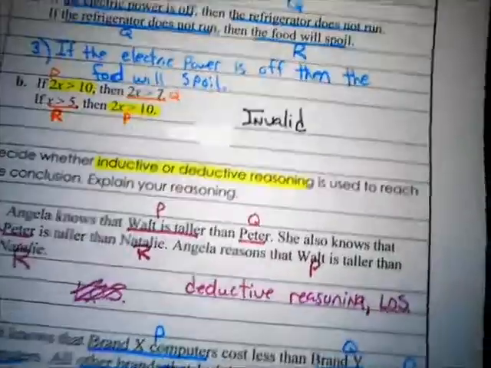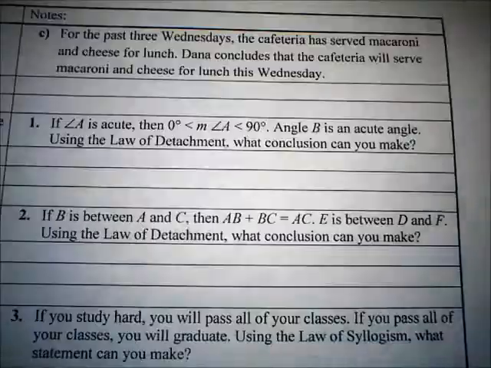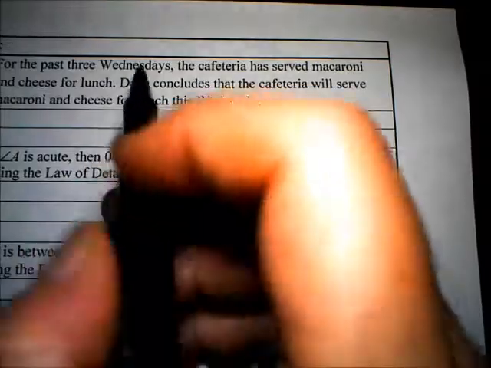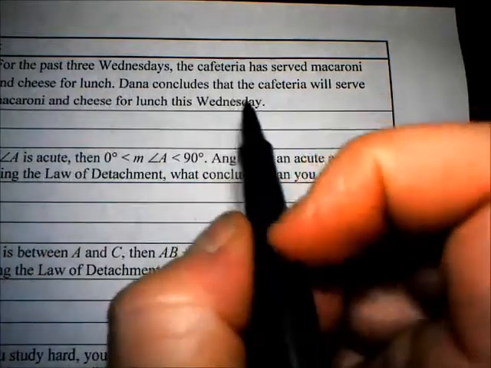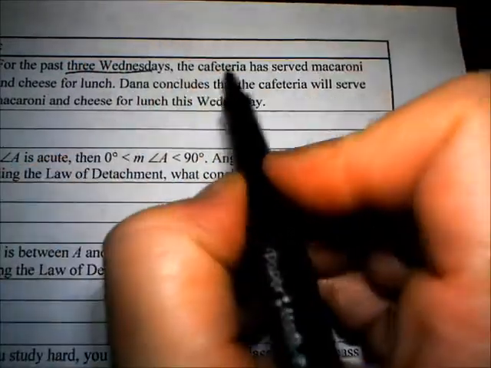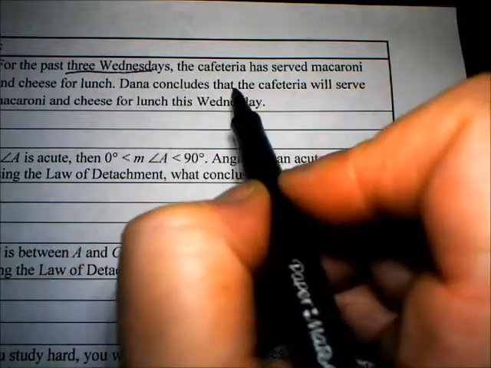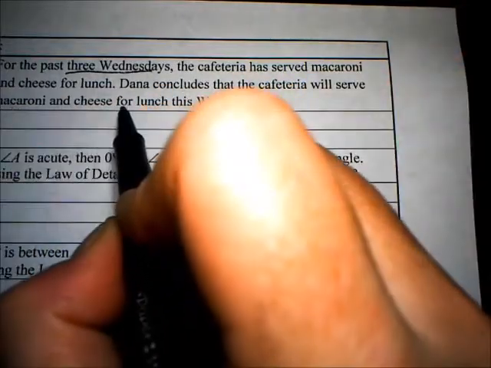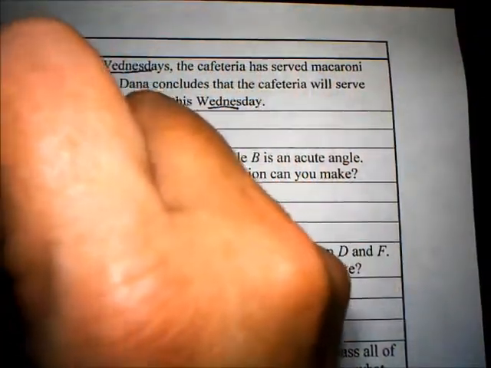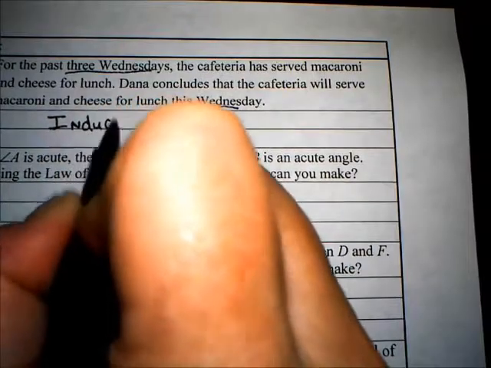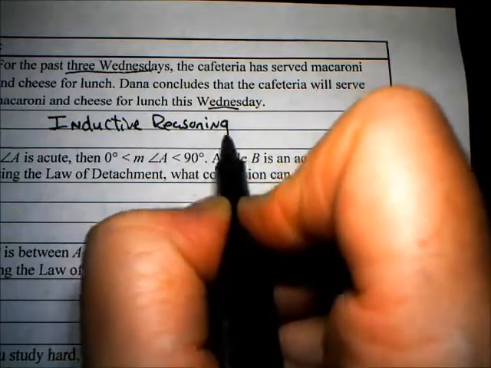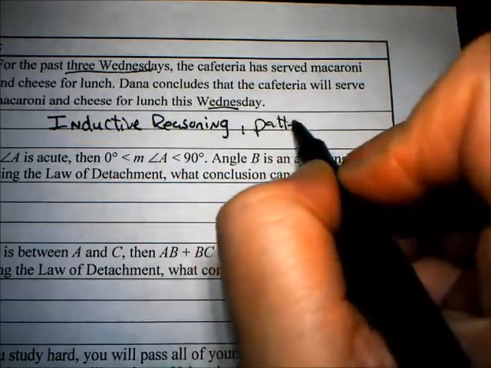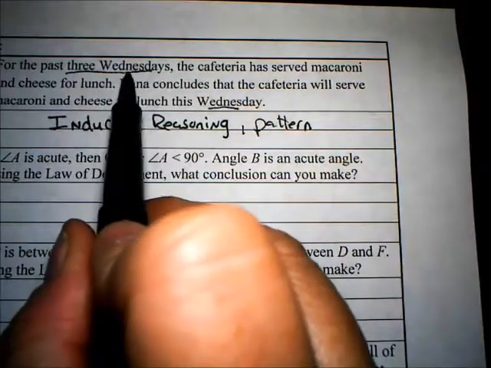Alright, let's look at C now. Let's see if we can figure this one out. For the past 3 Wednesdays, the cafeteria has served macaroni and cheese for lunch. Okay, so this is a pattern. It says Dana concludes that the cafeteria will serve macaroni and cheese for lunch this Wednesday. For the past 3 Wednesdays, this was an event that was taking place. So that means this has to be inductive reasoning because it's based on a pattern, a sequence of events. The last 3 Wednesdays we had macaroni, then this Wednesday we're going to have macaroni.